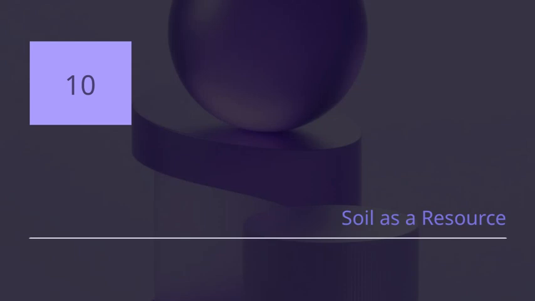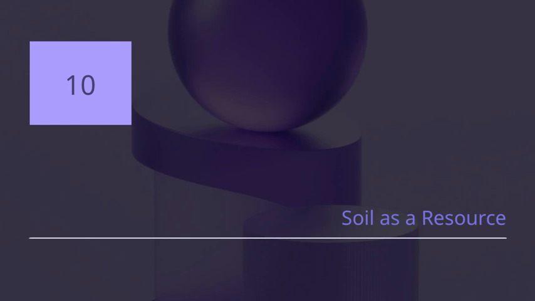Soil as a resource is incredibly vital for our environment and our survival. It's not just dirt, it's a complex ecosystem that supports plant growth, which in turn supports all of life on Earth. When we talk about soil, we're referring to a dynamic system that provides nutrients, filters water, and even helps regulate climate. One key point to remember is that soil is a finite resource. Unlike some other natural resources, it takes a long time to form, sometimes hundreds to thousands of years. That's why its conservation is so important.